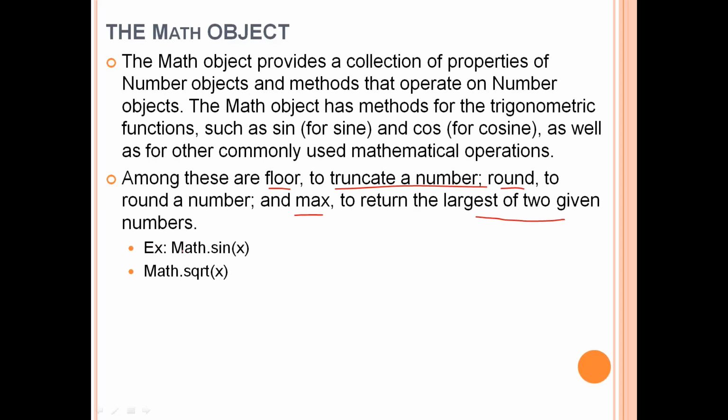An example of how the math object can be used is given here. You can see Math.sin of x. This will calculate the sine of x, whereas if you want to calculate the square root of a particular number, you can use the math object like this, Math.sqrt, in brackets the number. It will return you the square root of x. So this is how a predefined math object can be used.